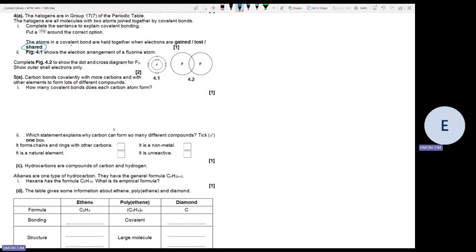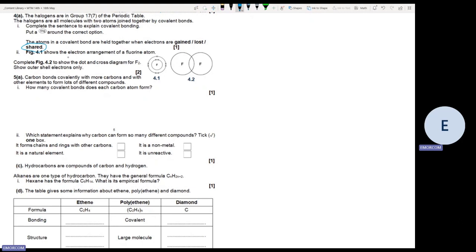Well, in a covalent bond, electrons are shared. Electrons are gained or lost when forming ions, so that doesn't happen in just one type of bonding. And then the metallic bonding is where you've got your delocalized electrons holding your cations together.